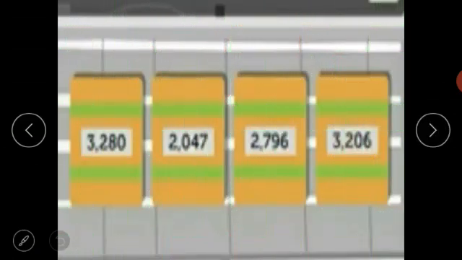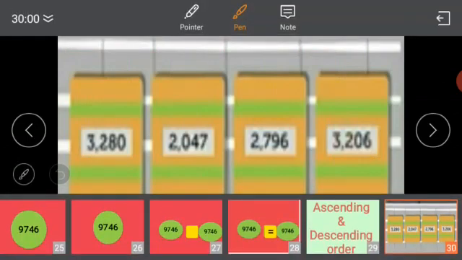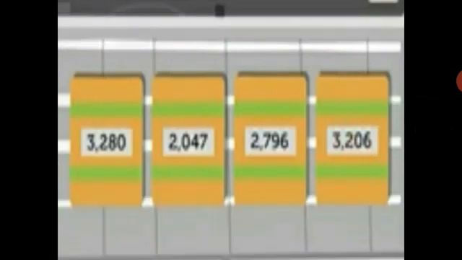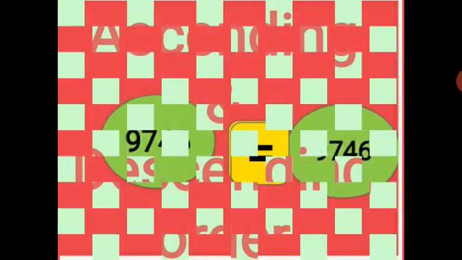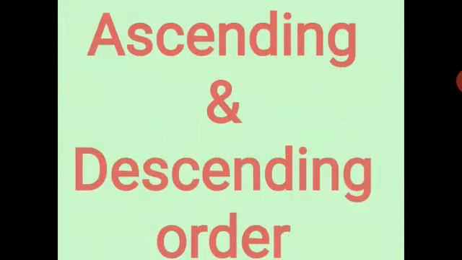See here, ascending order. Now I give some numbers here. So read the first number. What is the first number here? See this first number.